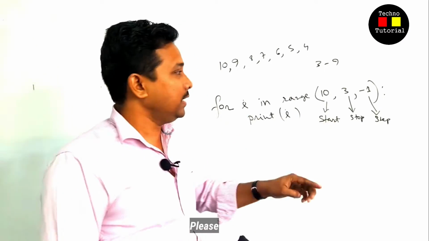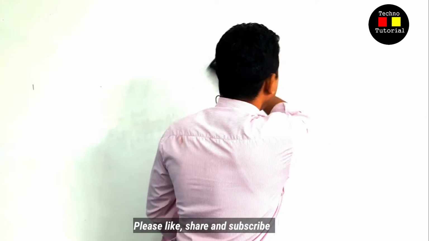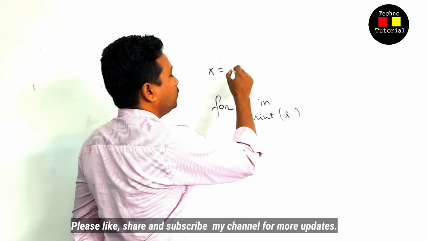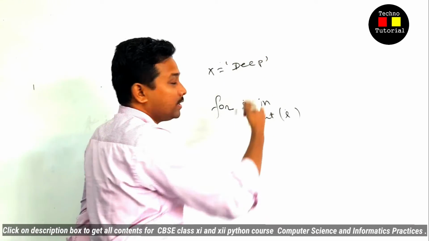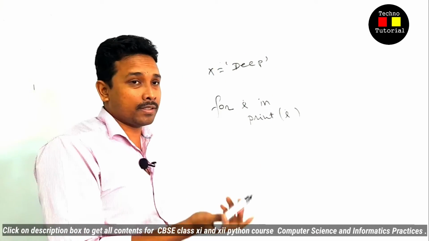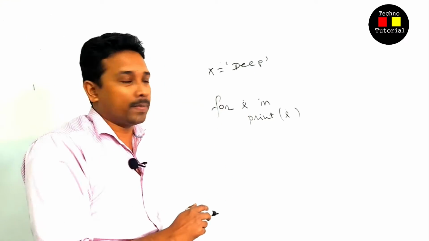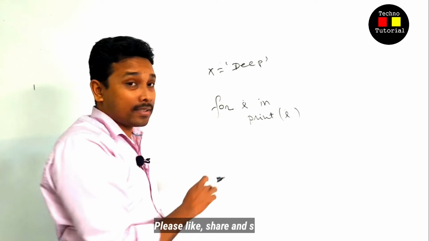Okay. So now see, suppose this range is not there, and here it is given, suppose x equal to D E E P. What about this? You already got the idea that this is a string here, right? In my previous classes, all of you learned about string classes also. So here say x equal to deep. So what do you understand? This is the string value. So how many characters are there in x?